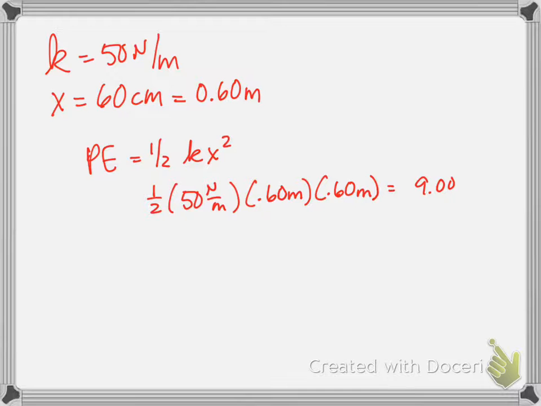Again, the unit for potential energy is joules, but let me show you how we get that. This meter cancels out with that meter, but we're still left with a newton times a meter, which equals a joule. So our answer there is 9 joules. And this is useful because, like we'll see in section 4, we can calculate how fast the arrow is going if we know the mass of the arrow. So knowing how much energy is held by that system is helpful.